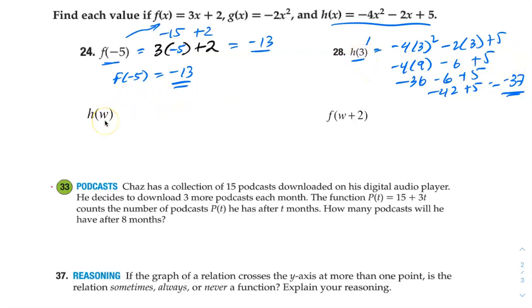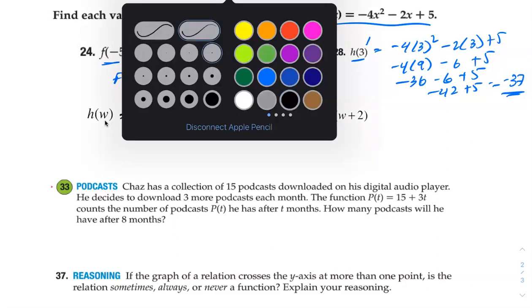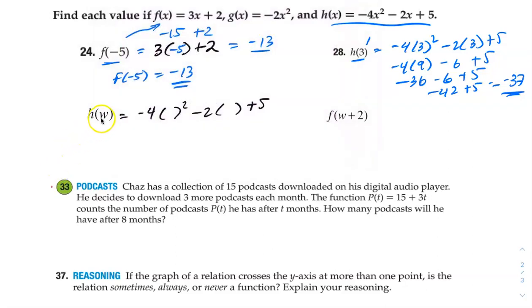h of w. Let me write it the other way again so you can see it. All this means is here's our function. The x's are just placeholders. What happens here is we're plugging in w, just like we plugged in -5 or 3. I plug a w in, and there's my answer.